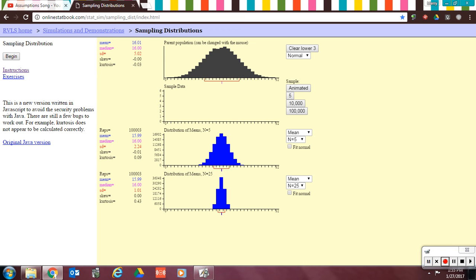Yes, all three of these have a center of 16. Now, it's over here on the side. It's told to me over here on the side. They got the actual averages, okay? Because it's computer, I mean, I don't know if they're telling me.